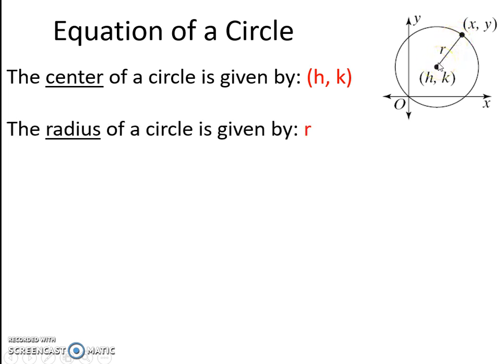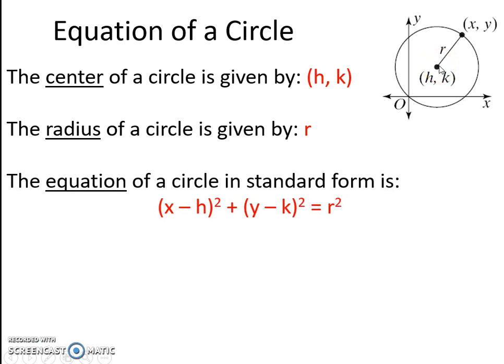This is the radius. So the radius of a circle is given by r. So this r means radius. This is a point, and this is a point on the circle. So this is the center. So the center is h, k. We're going to use that instead of x and y.